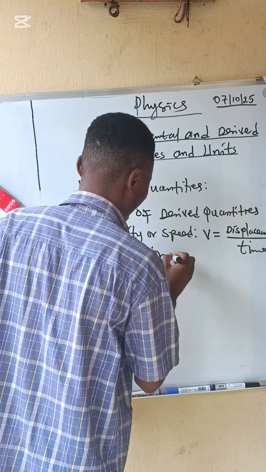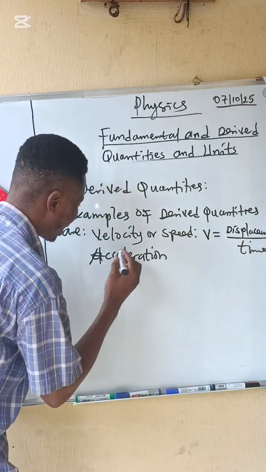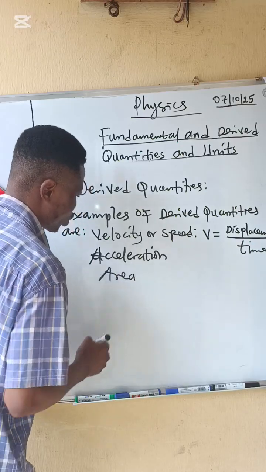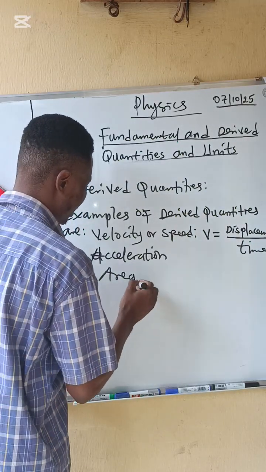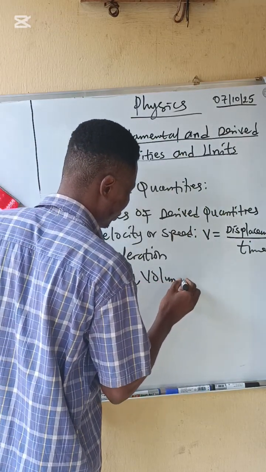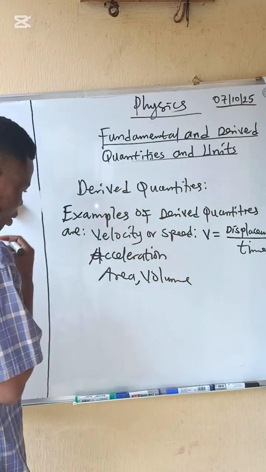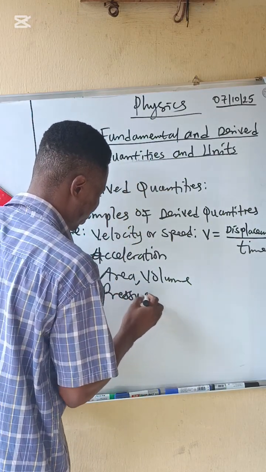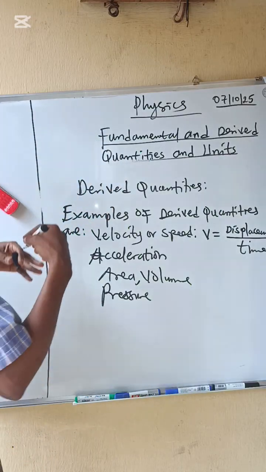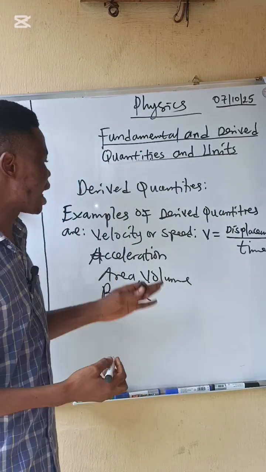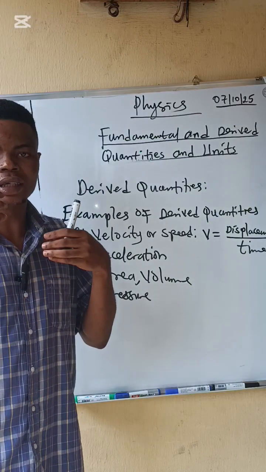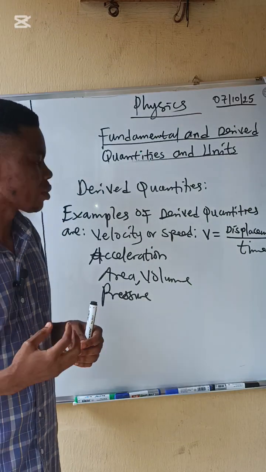Acceleration is also a derived quantity. Area is also a derived quantity. Volume is also a derived quantity. Pressure is also a derived quantity. We have many of them. So these are examples of derived quantities. Let's look at the derived units.